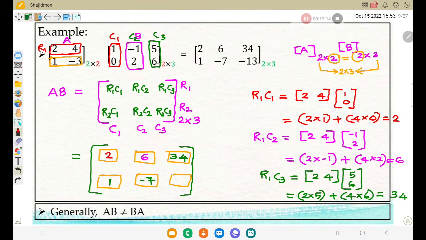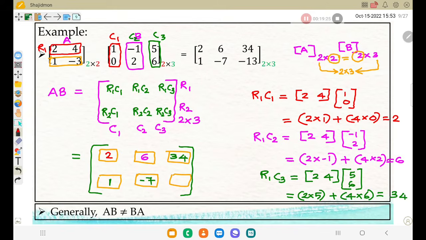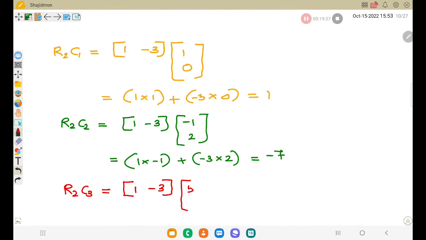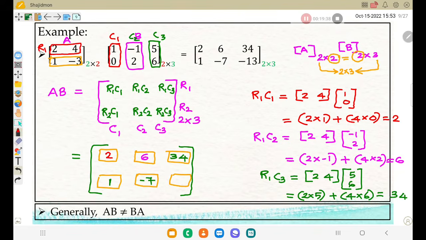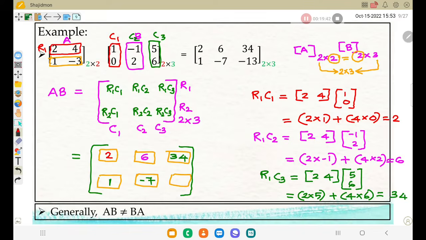Now same way, R2 with C3, second row with column number 3. So second row means 1, minus 3 multiply column number 3. That means 5, 6. That means 1 multiply 5 plus minus 3 multiply 6. So you are getting minus 13. So you can write here minus 13.